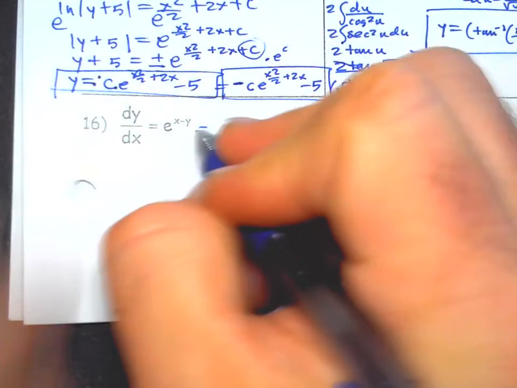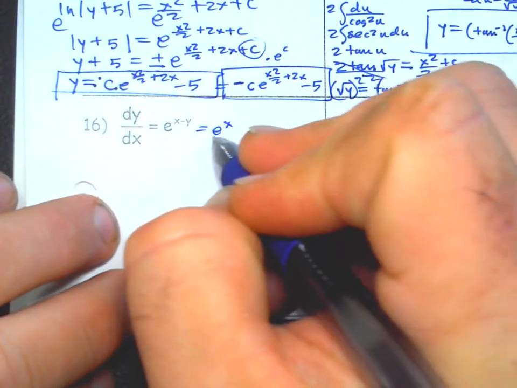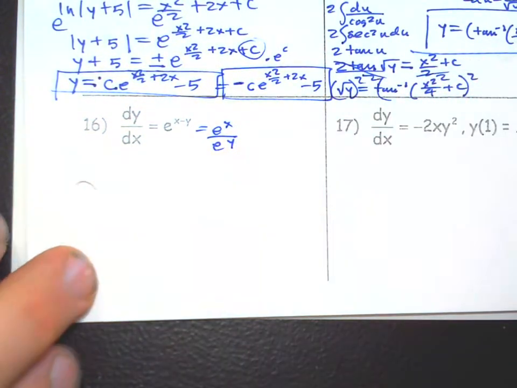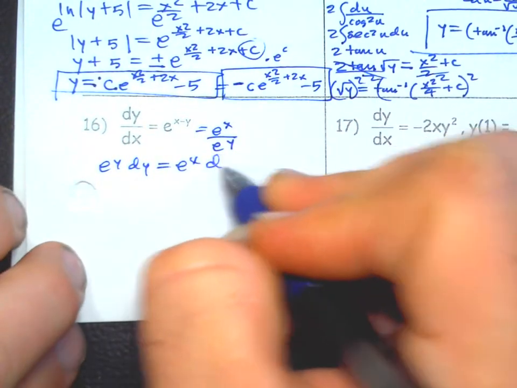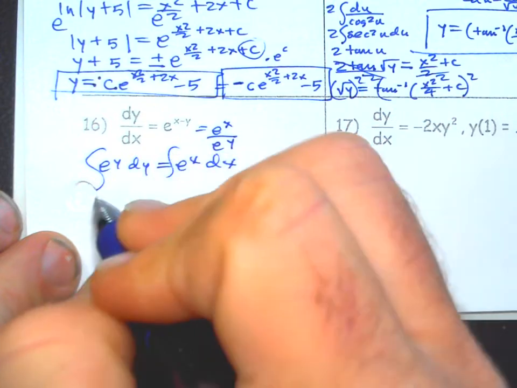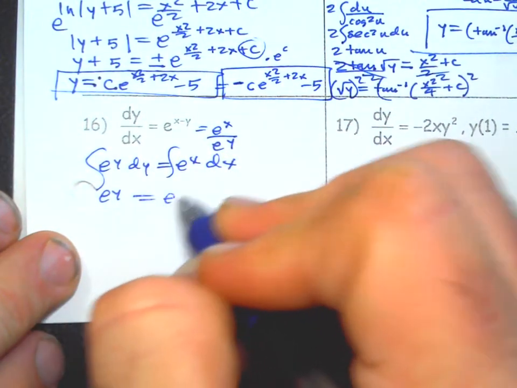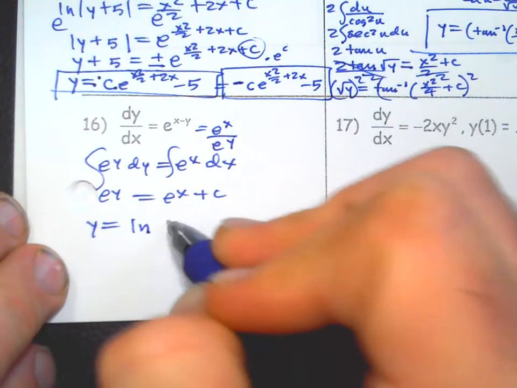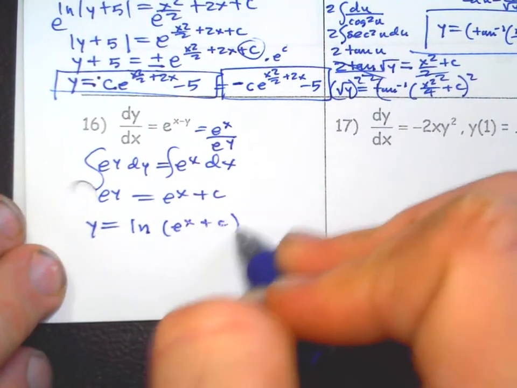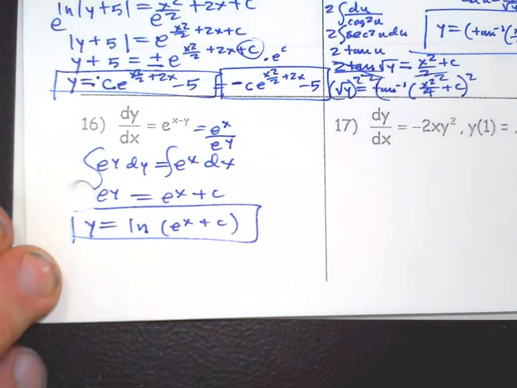Okay, this is going to be e to the x over e to the y. So this is going to be e to the y dy equals e to the x dx. This one turns out to be a pretty nice, easy one. It's going to be e to the y equals e to the x plus c. Take the natural log of both sides. Done. Okay.